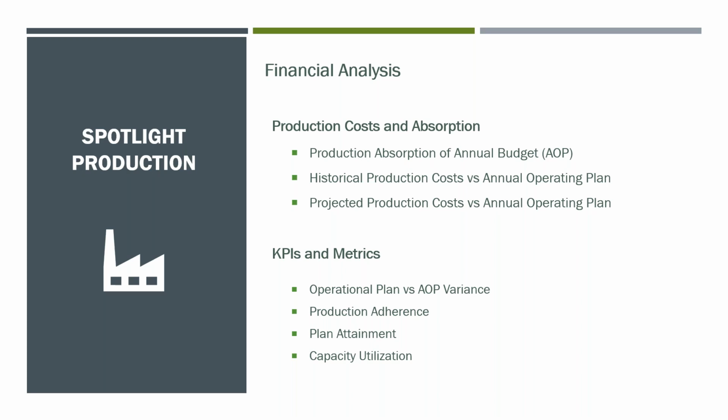Okay. Again, KPIs and metrics, we deliver operational plan versus AOP variance, right? So that's looking at your plan versus your annual operating plan on a quantity basis. Production adherence is that I make my production within a weekly bucket or a daily bucket, that I hit the dates that I said I would. Your plan attainment is the quantities that I said I would make. You do the same with revenue on the absorption side, as well as plan attainment on the quantity side. Capacity utilization is obviously something that we would bring in and show in a dashboard manner.